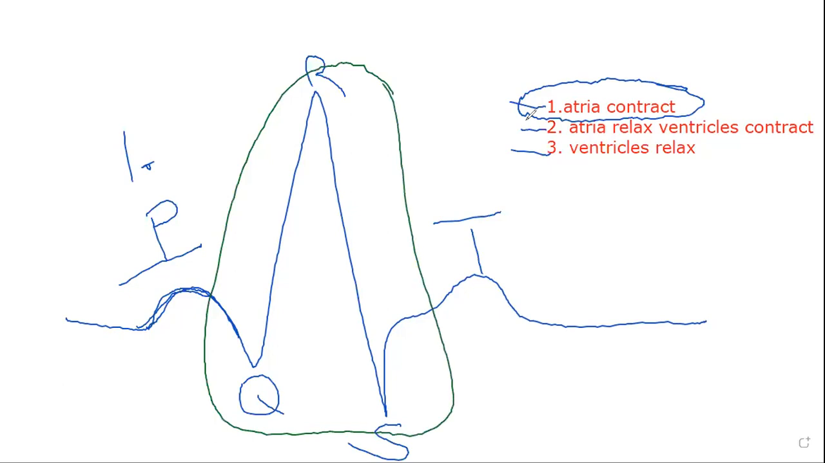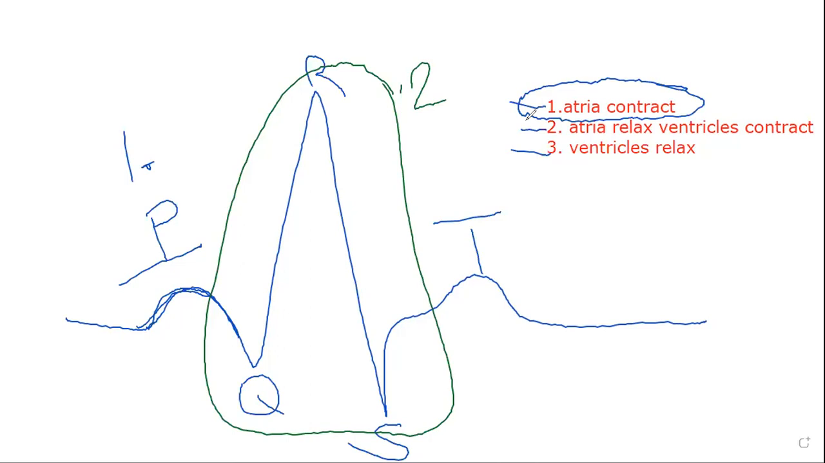My Q, R, and S, we always talk about them together. They're going to represent number 2. But do you see how number 2 actually had two things happening at once? What two things are happening during the phase of number 2? The atria are relaxing and the ventricles are contracting.